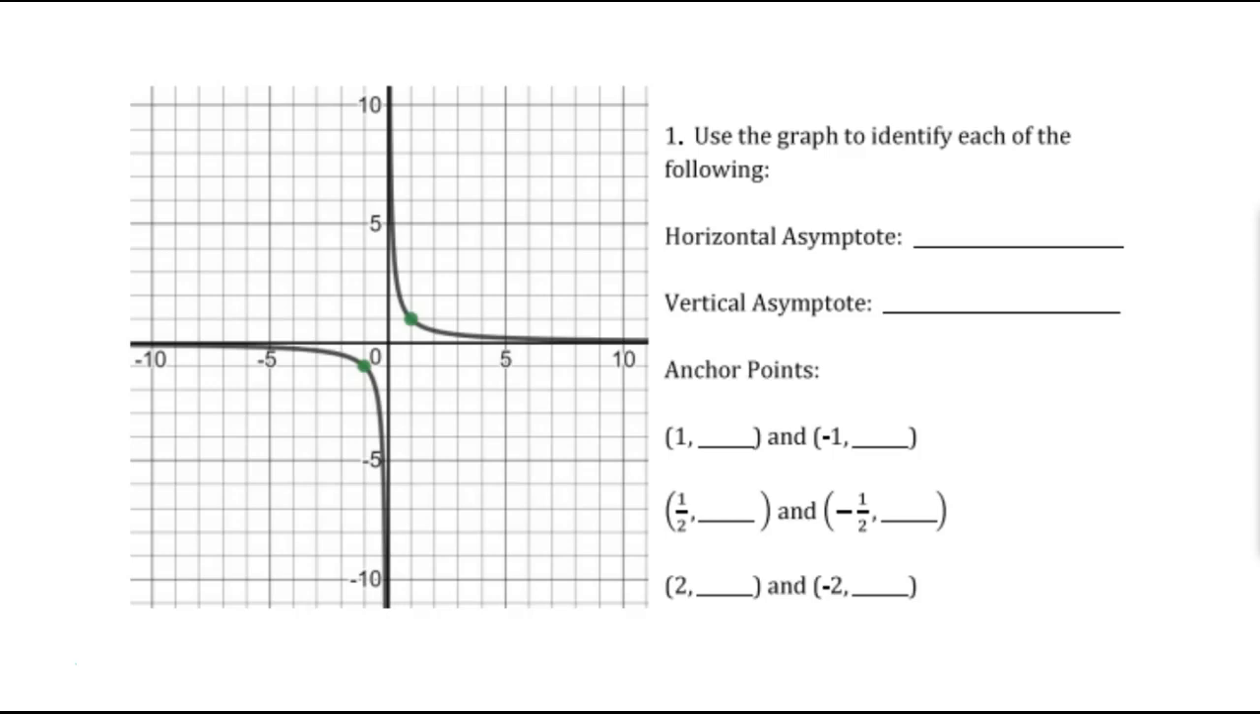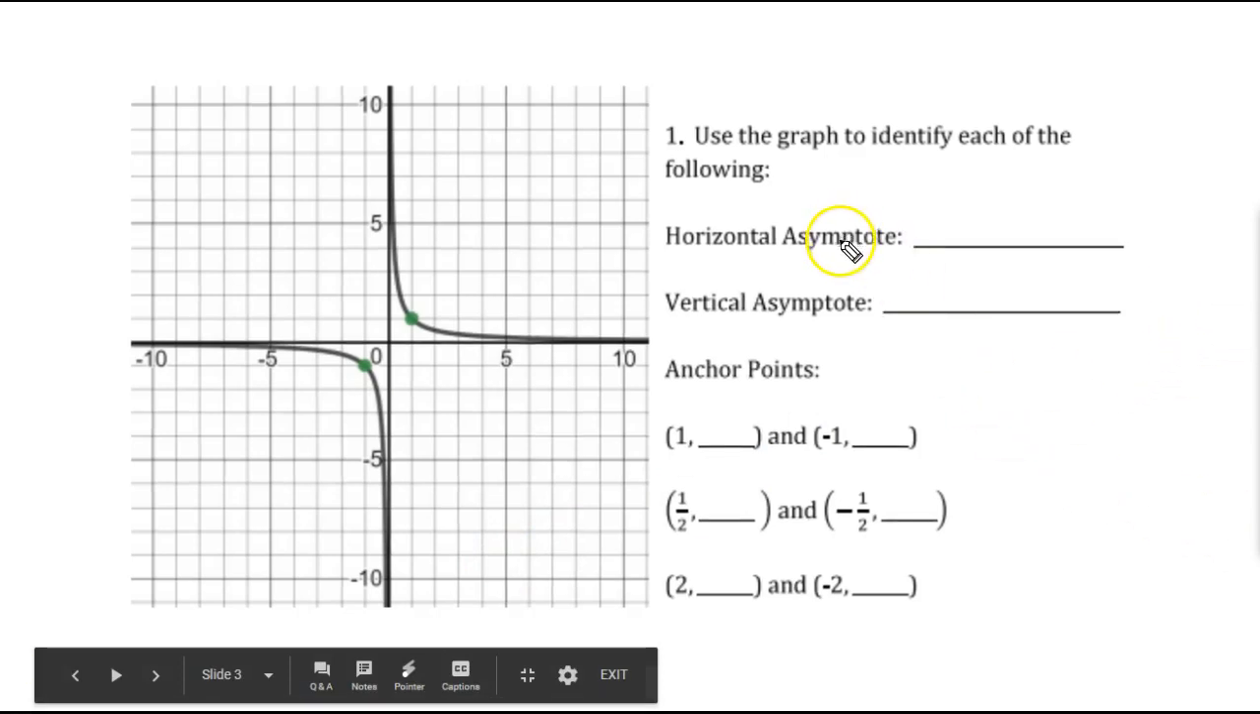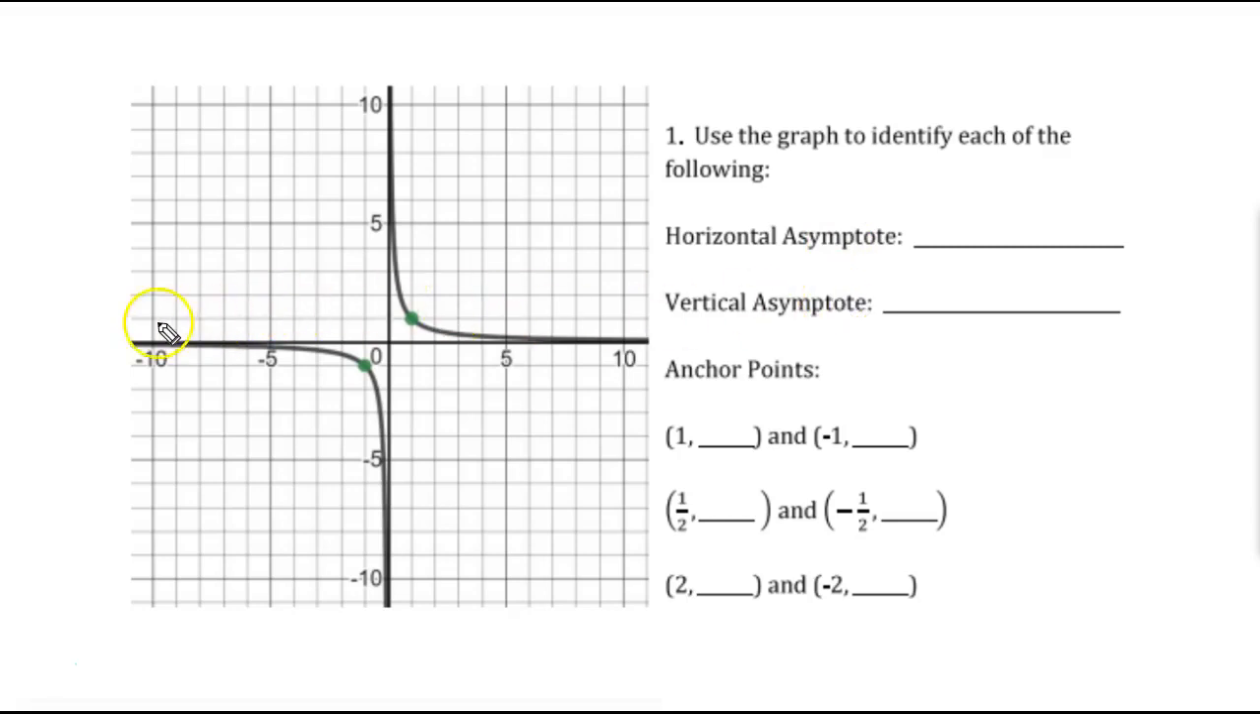The lesson begins with looking at the parent graph for the rational function and identifying some of the key features needed in order to do transformations. So when we look at the parent graph, things that we want to identify are where are the horizontal asymptote and the vertical asymptote. So we learned yesterday in our lesson that we have that horizontal asymptote right here at the x-axis, which is the equation y equals 0. And then we have the vertical asymptote here at the y-axis, which is the equation x equals 0.